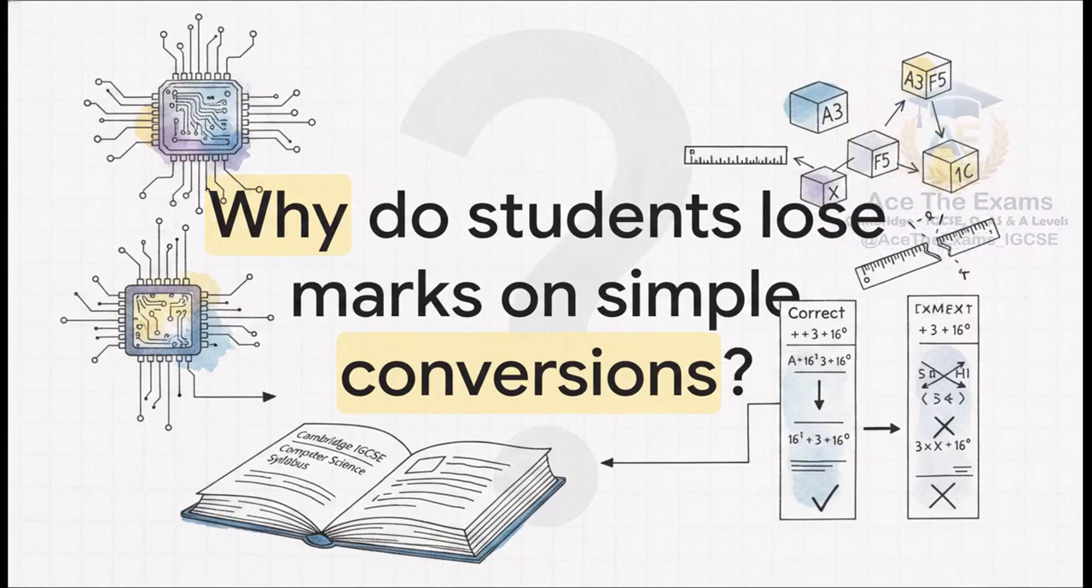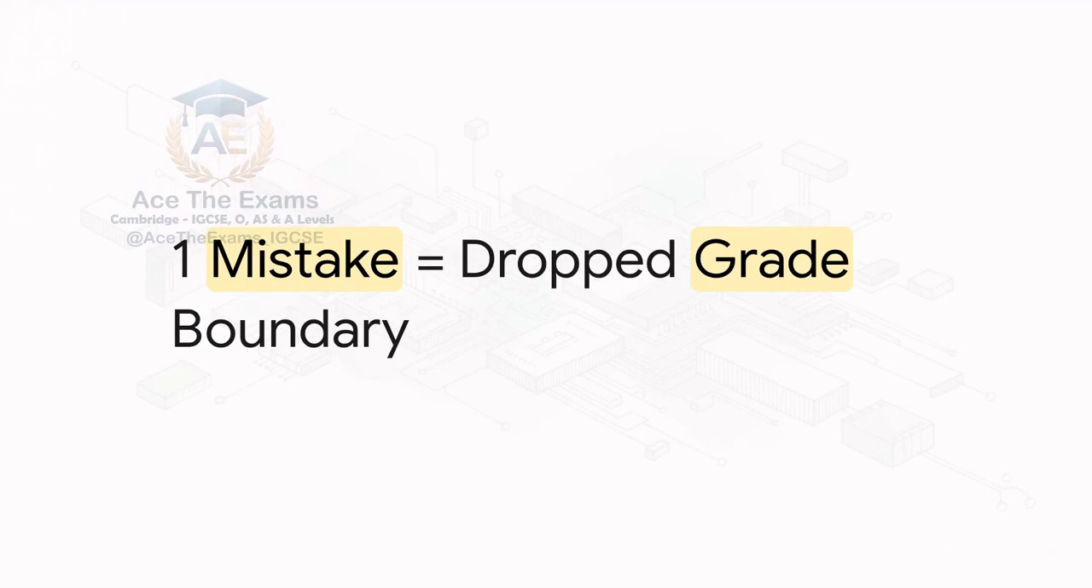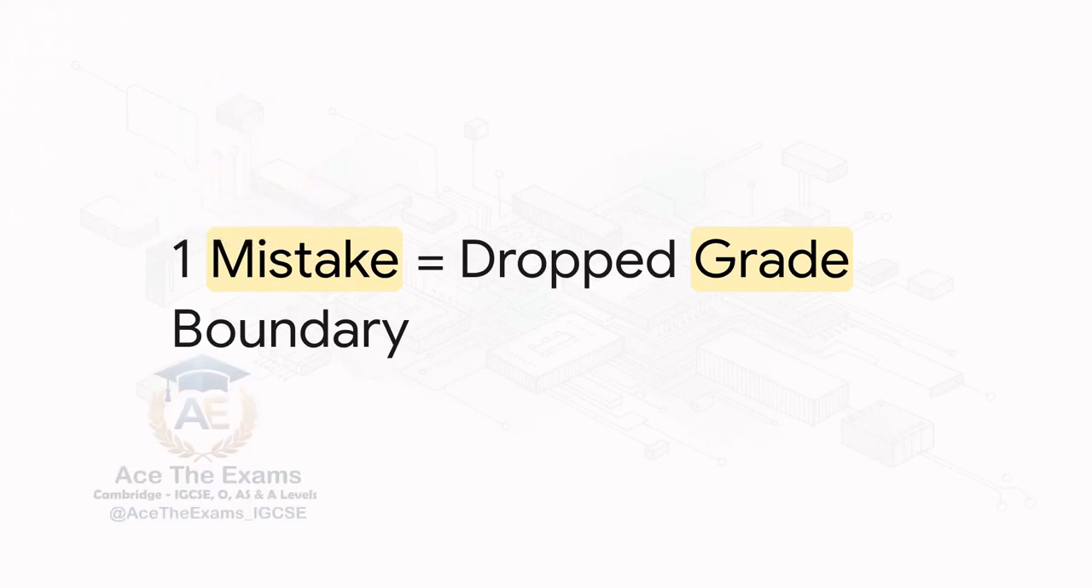They treat the question like a quick mental math puzzle, instead of what it really is, a demonstration of computational processing. And when you're dealing with the Cambridge IGCSE computer science syllabus, how you prove your answer is literally just as critical as the answer itself. Look, the harsh reality of the mark scheme is completely unforgiving here. Just one dropped mark on a foundational conversion question can honestly be the difference between grade boundaries.